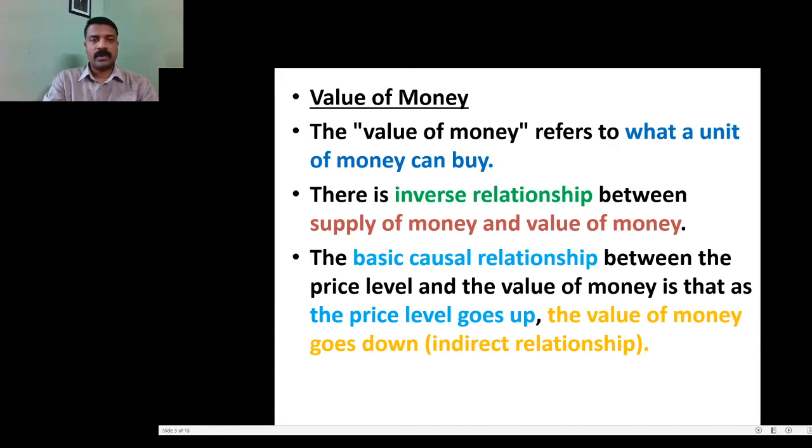What a unit of money can buy, we call the value of money. And the supply of money is determined or controlled by the central bank or the monetary authority of an economy via various monetary policies. Here, the inverse relationship is shown by the supply of money and the value of money, and the price level and the value of money also show an indirect relationship.